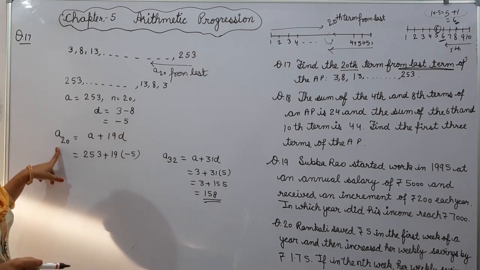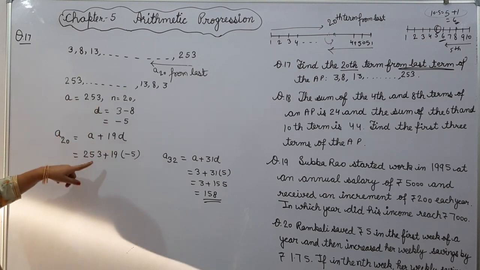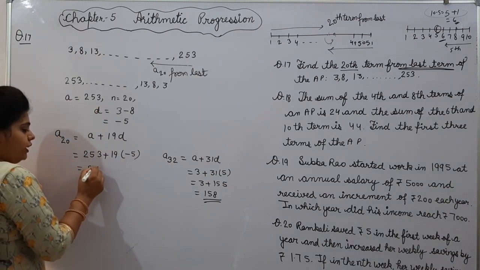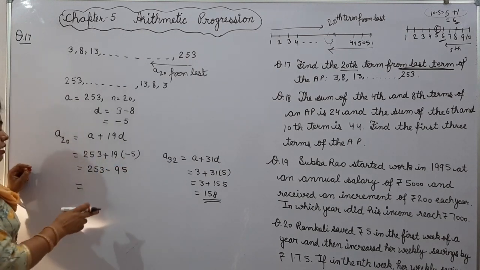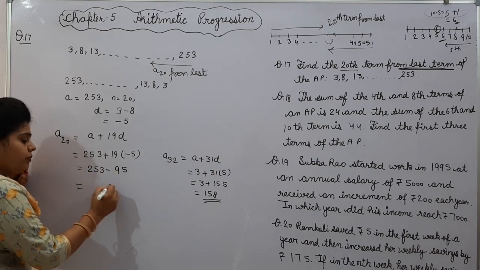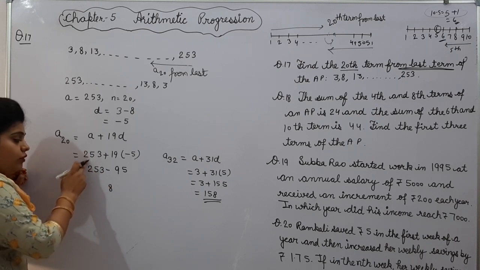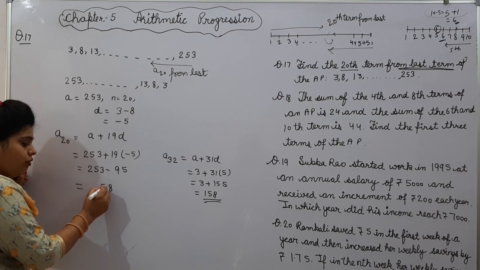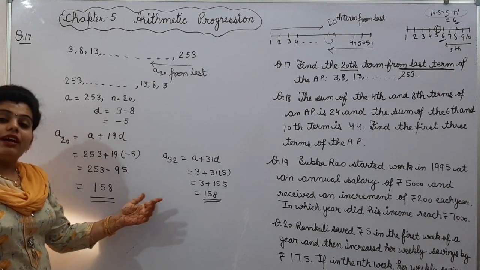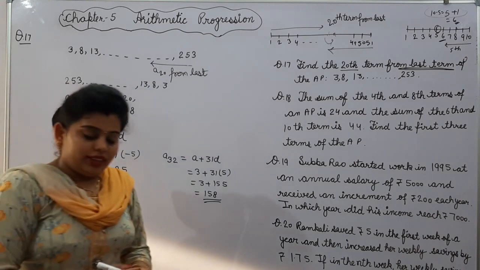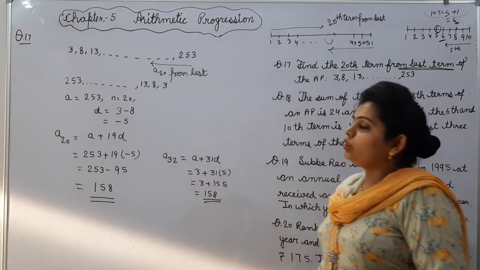Now we have to find the value of A20, and A20 is equal to A plus 19D. What is the value of A in this case? 253 plus 19 into minus 5, means 253 minus, 19 fives are 95. Now on subtracting, 13 minus 5, 8. 4 is remainder. Then we can't subtract 9 from 4, so we will take borrow. 14 minus 9, 5. What is left? 1. 158. So by both methods our answer is the same. You can choose any method which you want, but both methods are very easy. This is our question number 17.